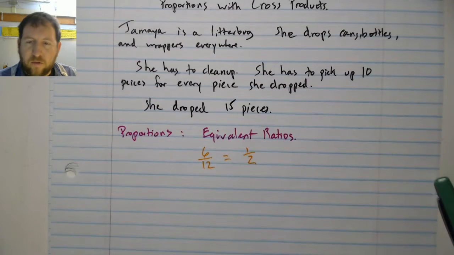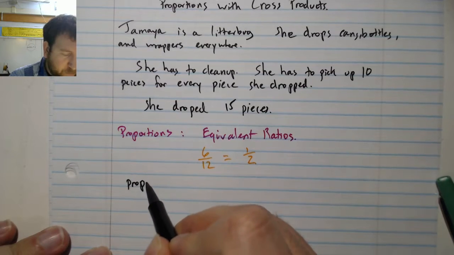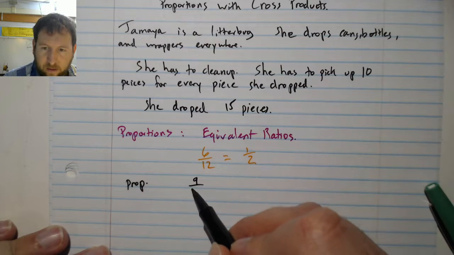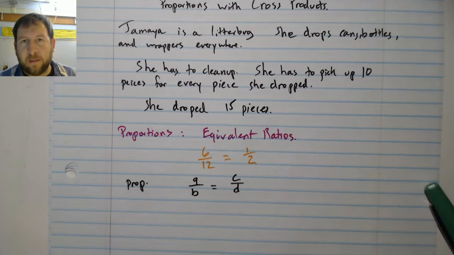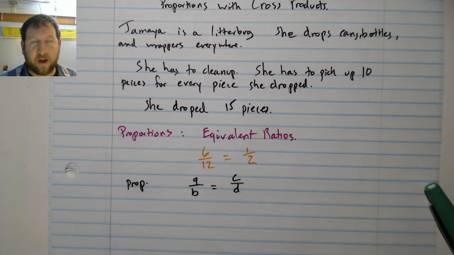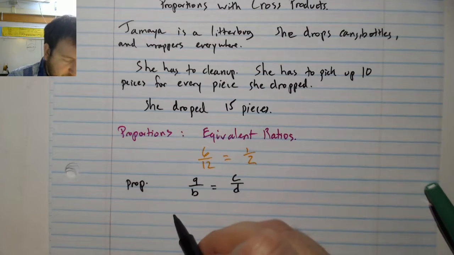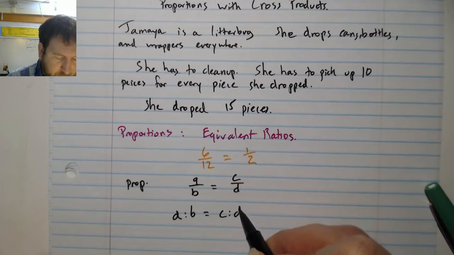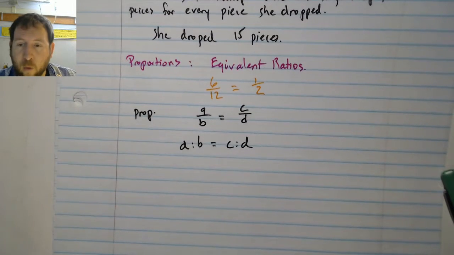Well, when we write out a proportion, I could write it like this. I'll just call it a proportion for now. I could say it like this: A to B is equal to C to D. Because I don't necessarily need letters in here. I don't need numbers. I can always use letters. And because of my rules with ratios, I can then manipulate it to say this: A is to B as C is to D. Because remember, I can always write them with colons if I want to.